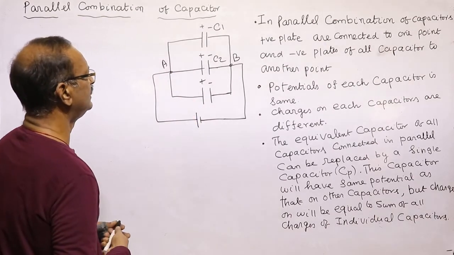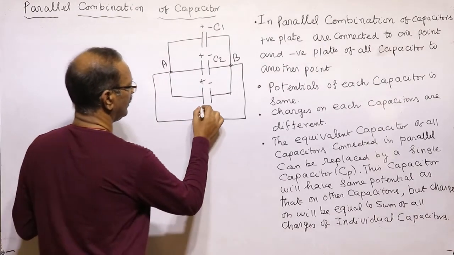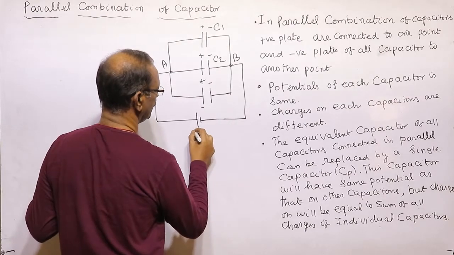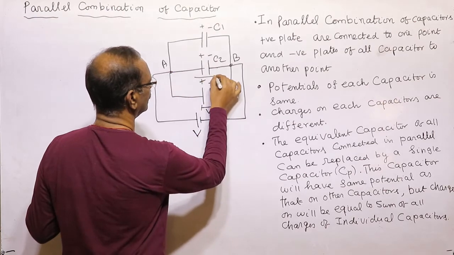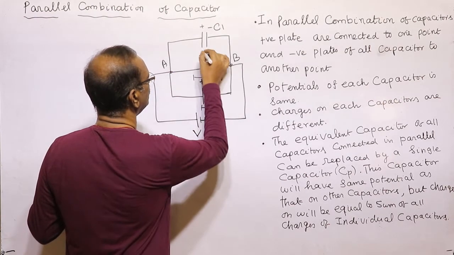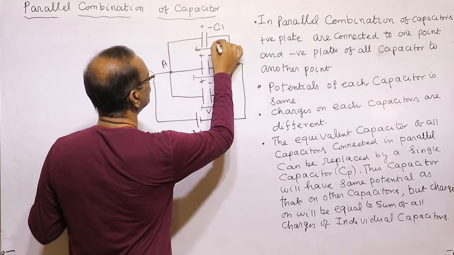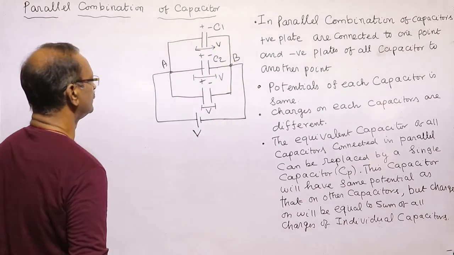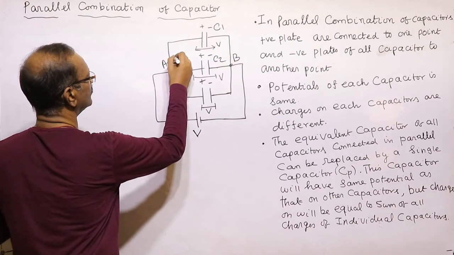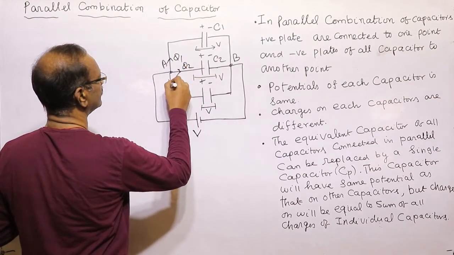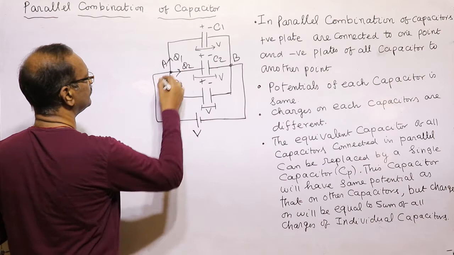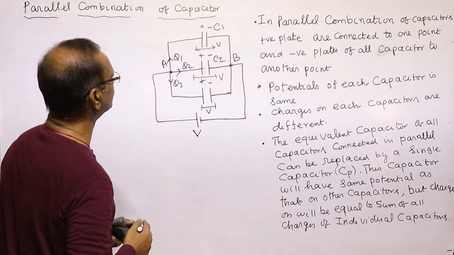The potential of each capacitor is the same. If this is the potential of the battery, the potential across each capacitor will be the same for parallel combination. So charge will be distributed: charge 1, charge 2 and charge 3. So this is the point of distribution, you can say junction.